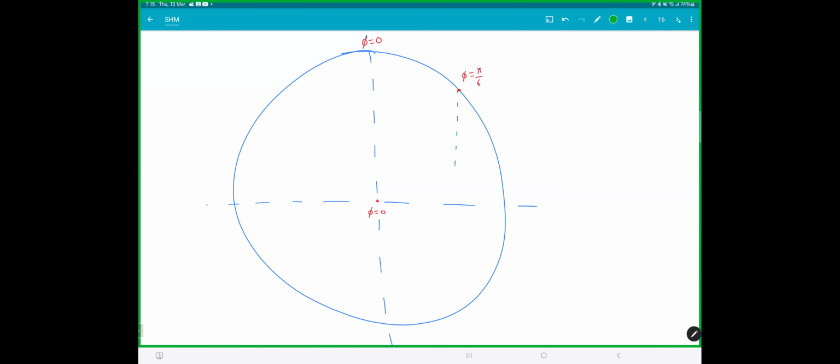From here, if you drop a perpendicular, so basically this was pi by 6. And this is also pi by 6. So basically this position will be a by 2. So we say the position a by 2 has a phase angle of pi by 6 going to the right. Making sense?